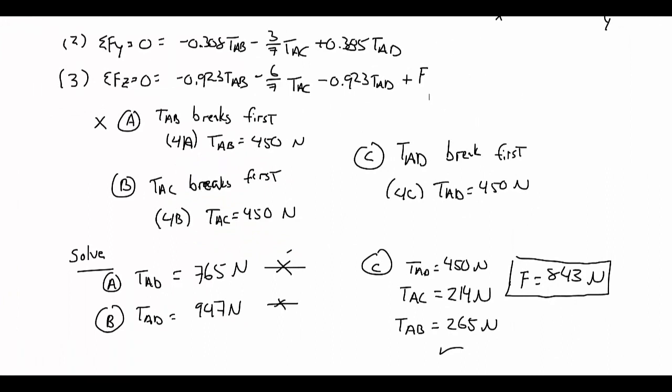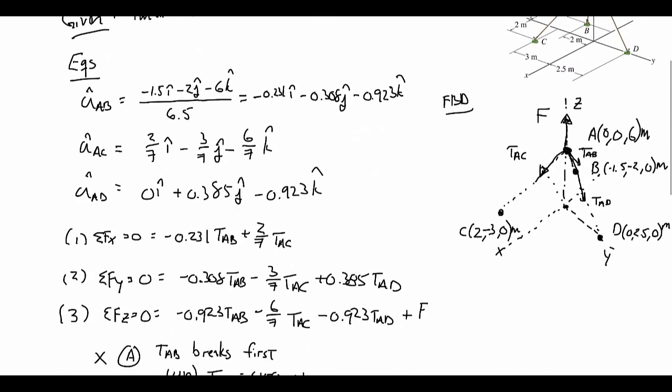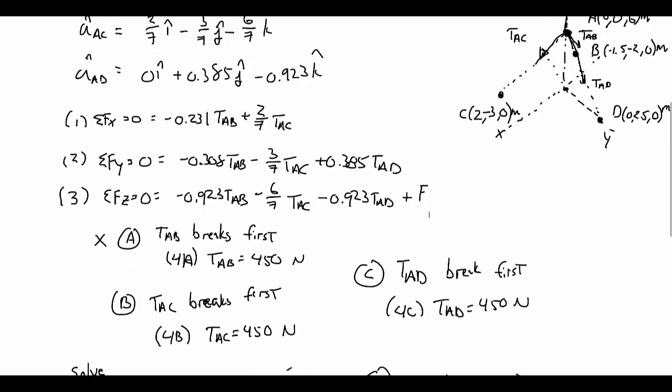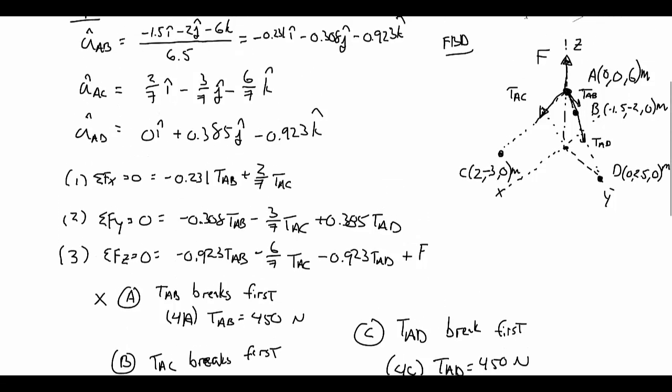All right, so we started out just like any other 3D particle equilibrium problem. We needed to find the unit vectors first so that we can see what the components are going to be of all of our forces when we go to the next step, which is summing forces in the x, the y, and the z direction. Again, using the components from the unit vector multiplied by these unknown magnitudes, in this case TAB, TAC, TAD. Our z equation had, in this case, an upward force F that we also had to include.